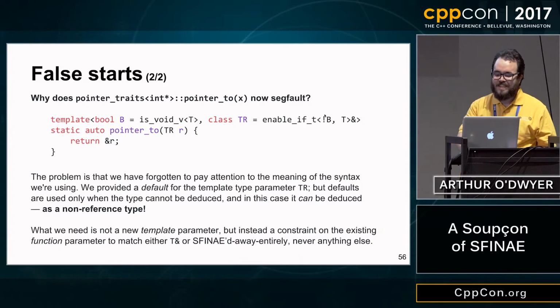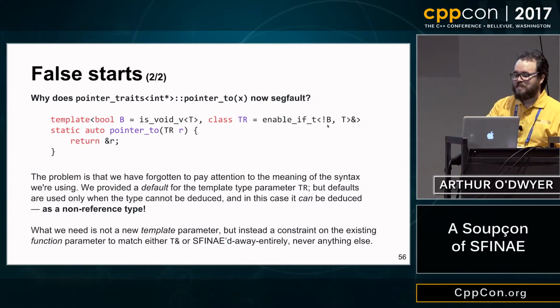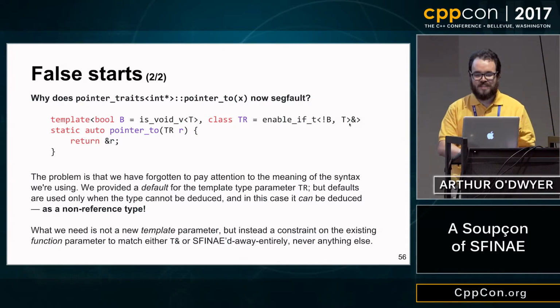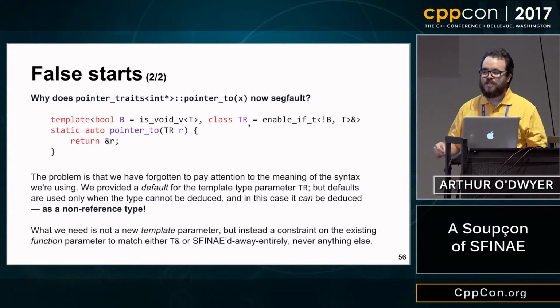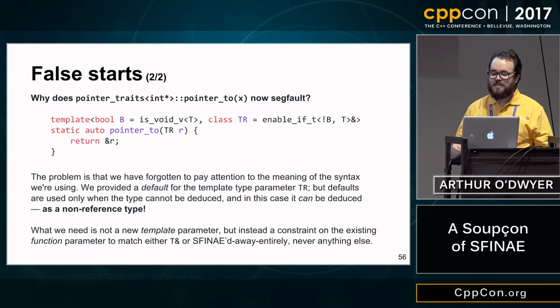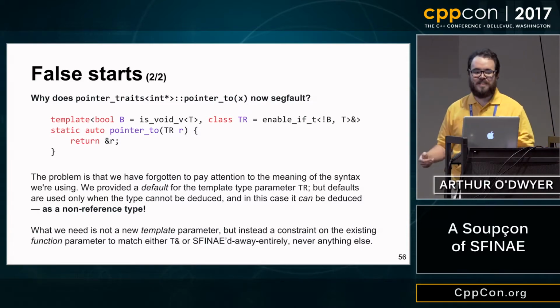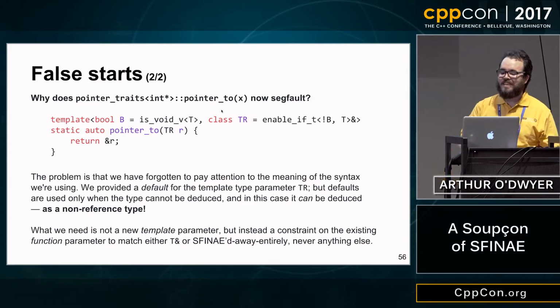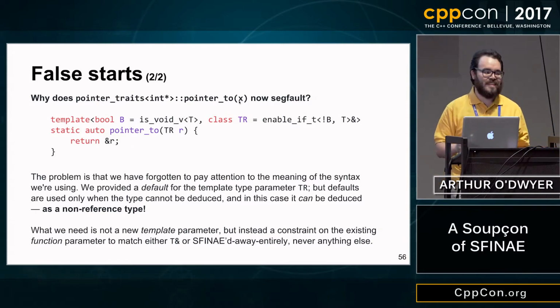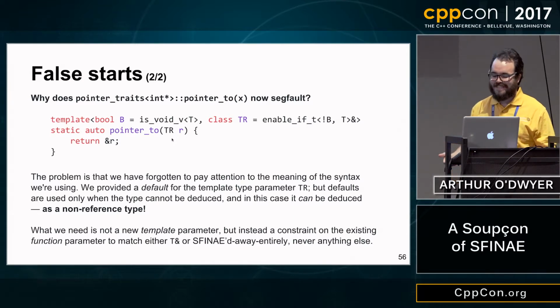We provided this default, enable_if_t of not b, comma T ref for Tr, but template defaults are only used if we can't deduce that argument from the parameter list, which in this case we certainly can right here. If we pass in an x, let's say x is an int, what's Tr going to be? It's going to be an int.